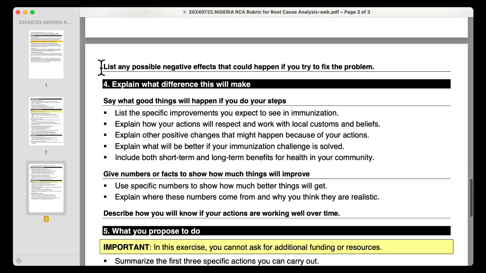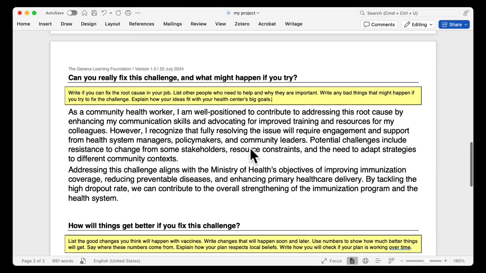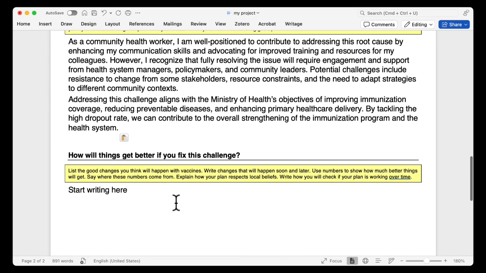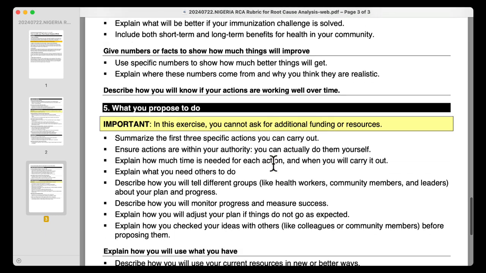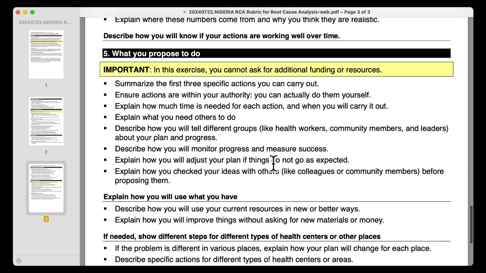So, and list any possible negative effects that could happen if you try to fix the problem. So I don't think I have done that at all. What could go wrong? So there are obvious improvements for that section. So if I was taking this assignment to the finish line, I would definitely go back and work on that section, because I've been able to self-evaluate, self-review, and see that there are things that I can improve here. So now let's go look at what I propose to do, and this is the last section.